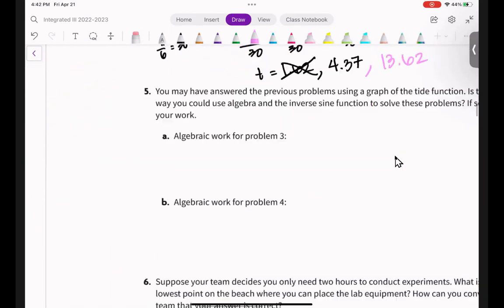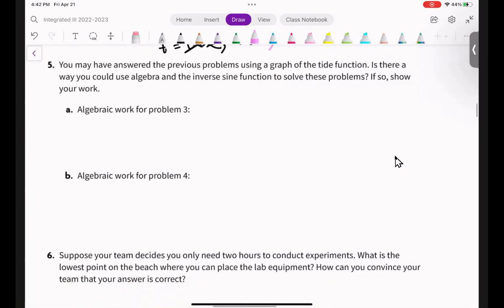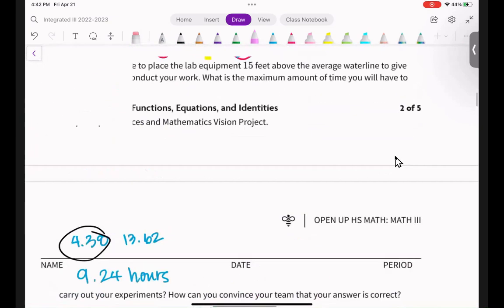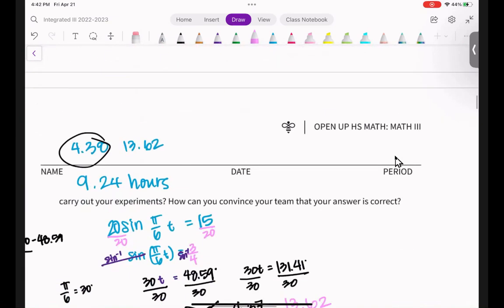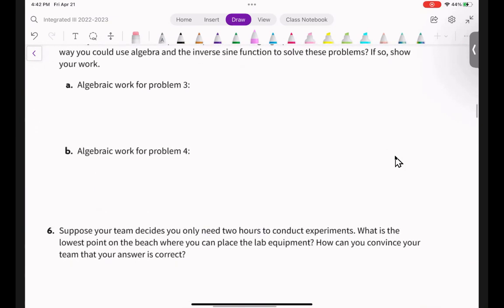So the next question says, you may have answered the previous problem using a graph of the tide function. Is there a different way you could use algebra? So we actually did that. We did algebra for problem 3 we did up here. We also did algebra for problem 4. So we're going to skip number 5.